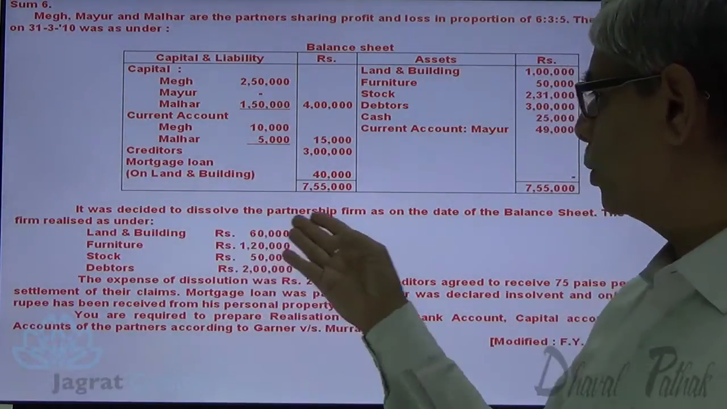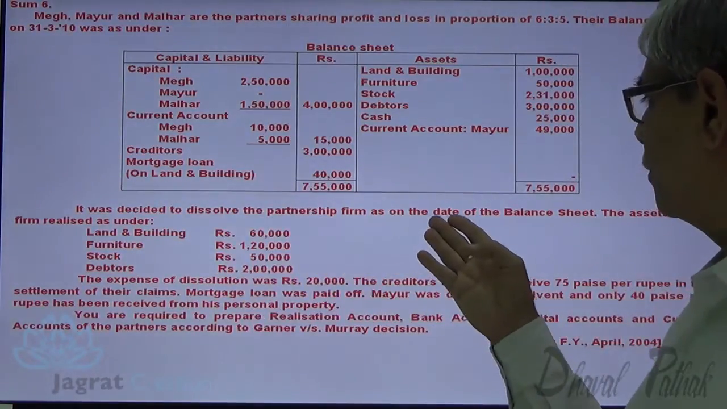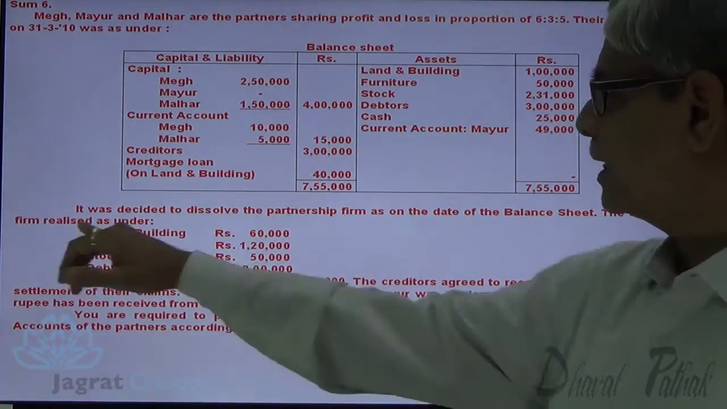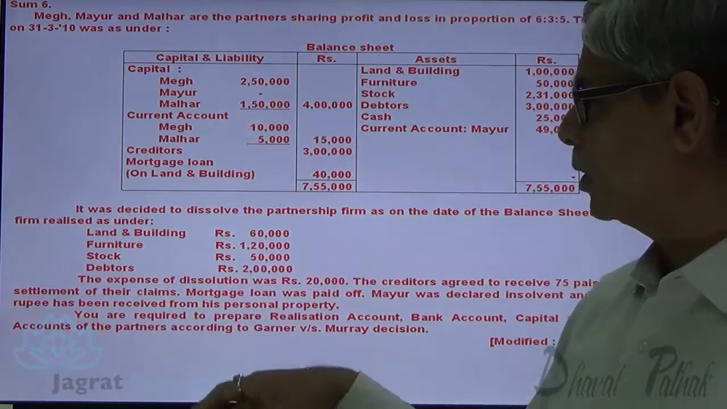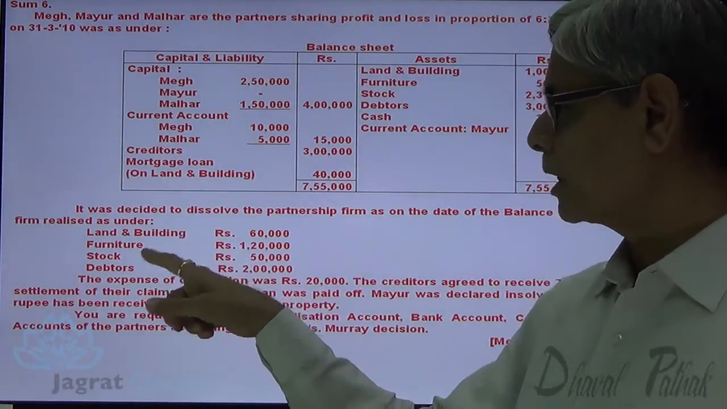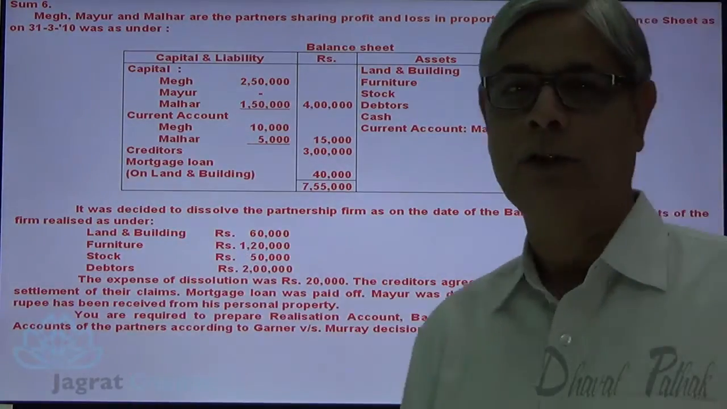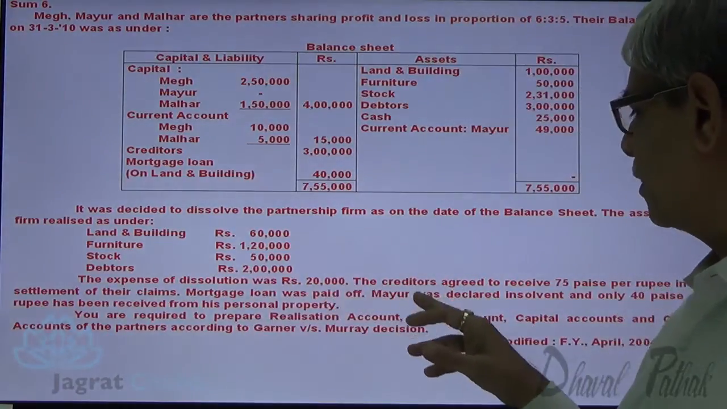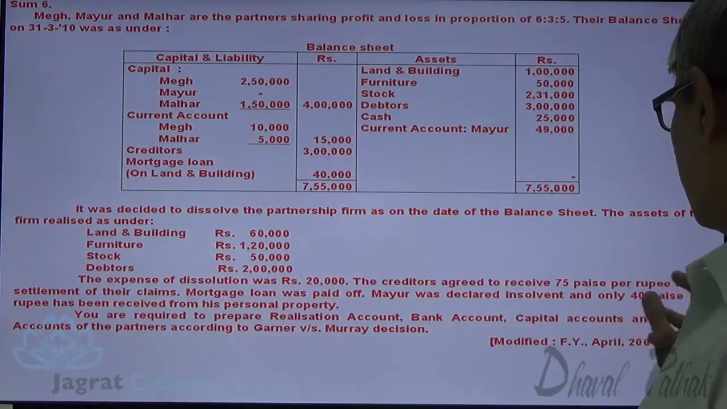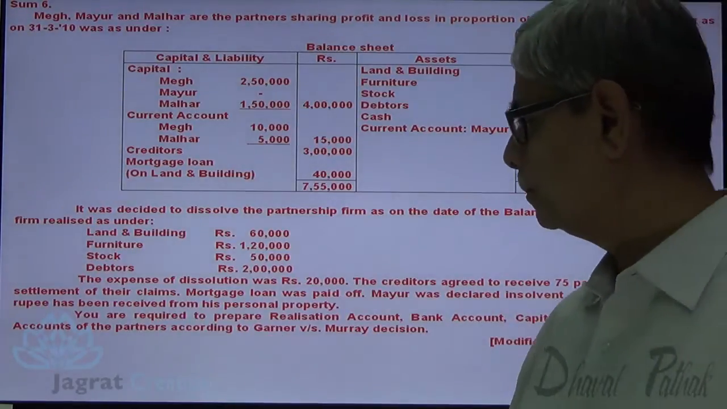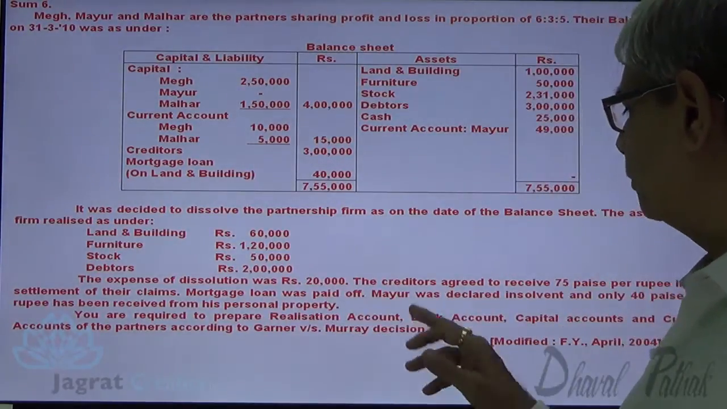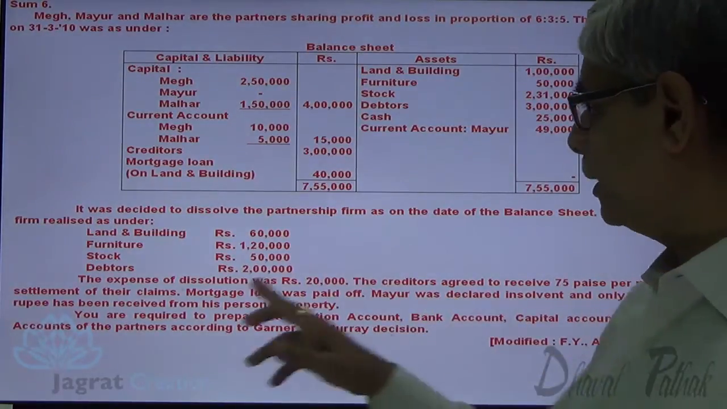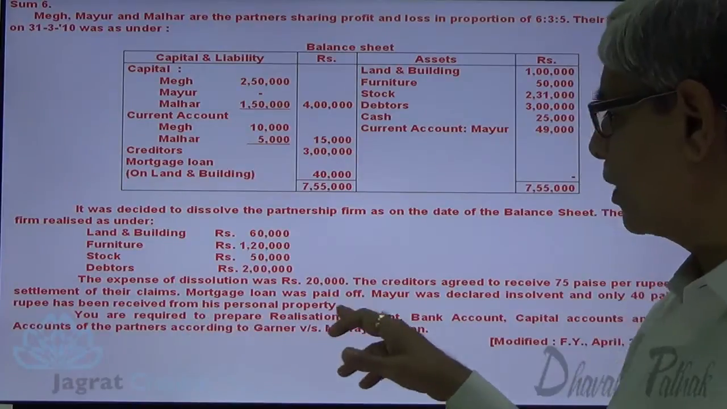It was decided to dissolve the partnership firm on the date of balance sheet. The assets of the firm realized as follows: land and building, furniture, stock and debtors. You are given the realized value. The expense of dissolution was 20,000. The creditors agreed to receive 75 paisa in a rupee in full settlement. Mortgage loan was paid off.